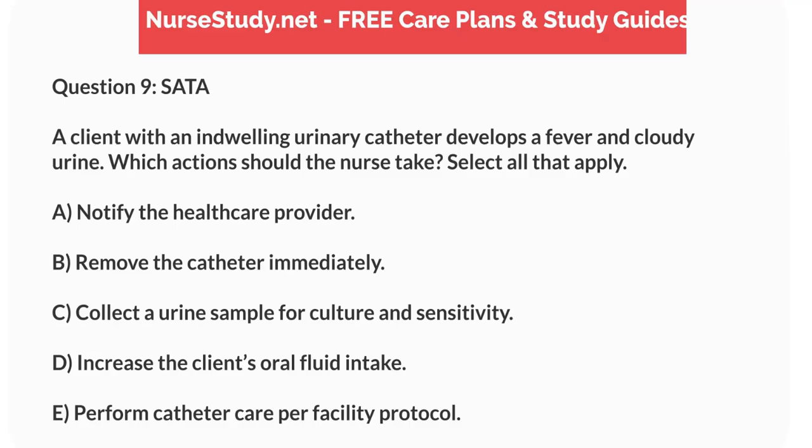Question 9, SATA. A client with an indwelling urinary catheter develops a fever and cloudy urine. Which actions should the nurse take? Select all that apply. A. Notify the healthcare provider. B. Remove the catheter immediately.